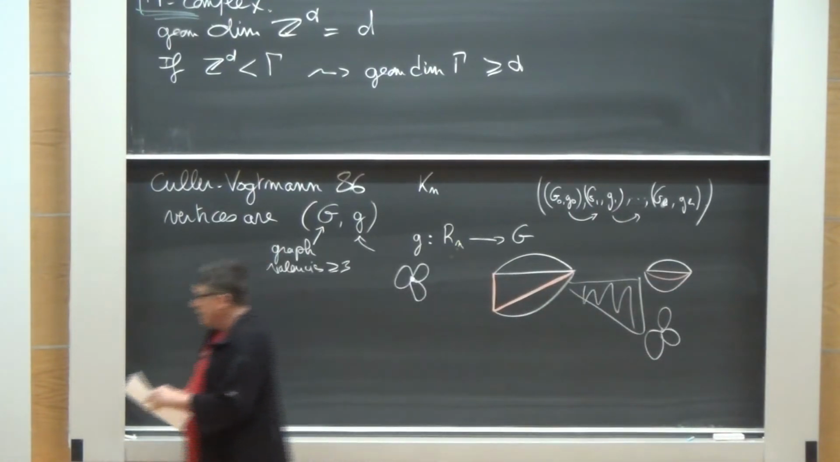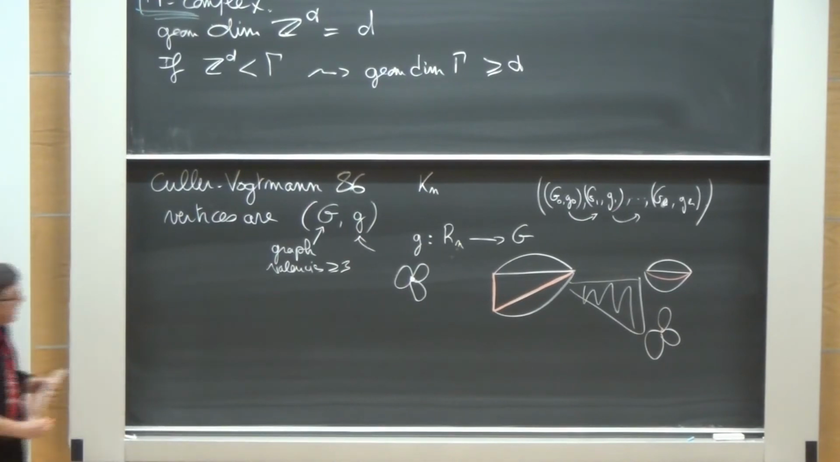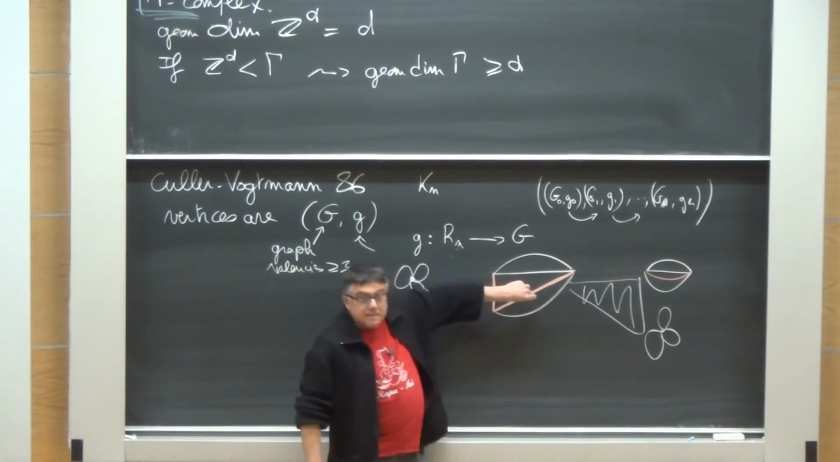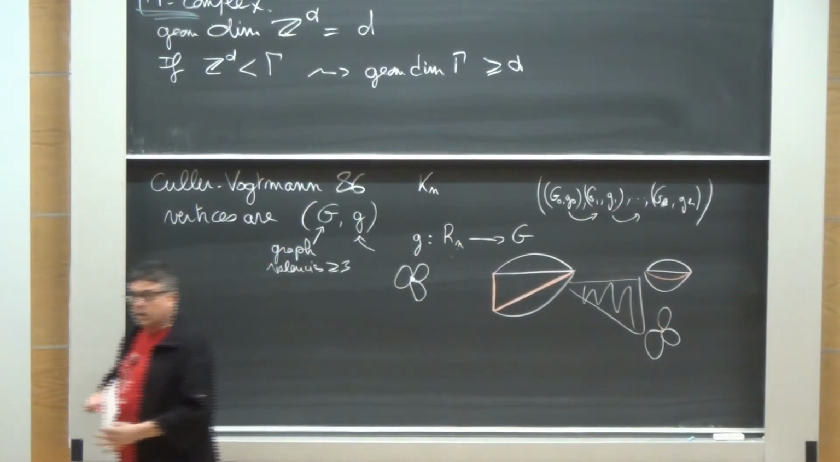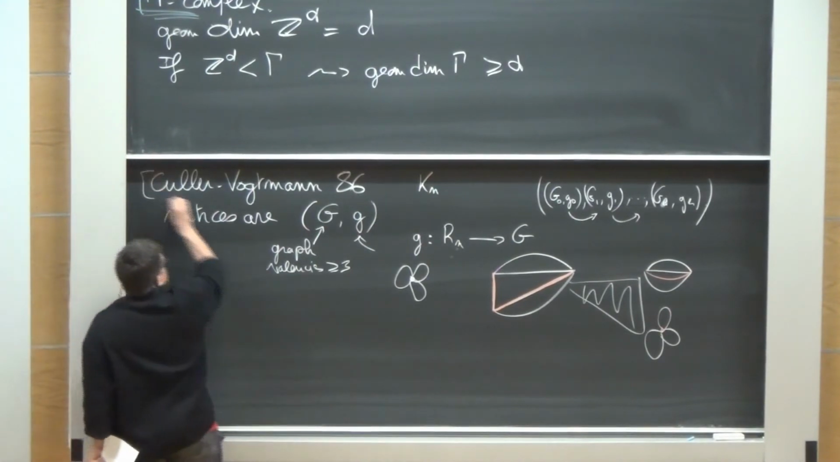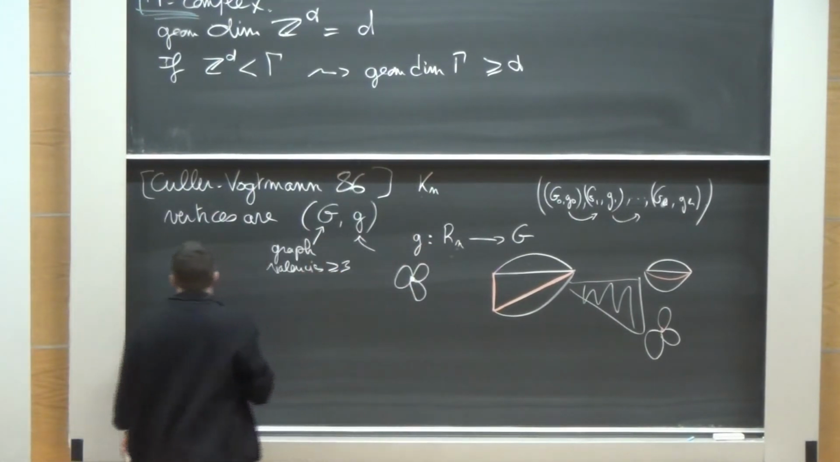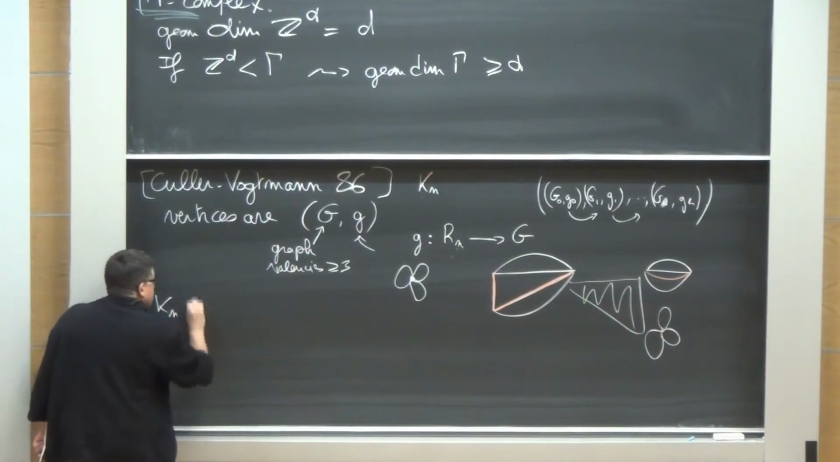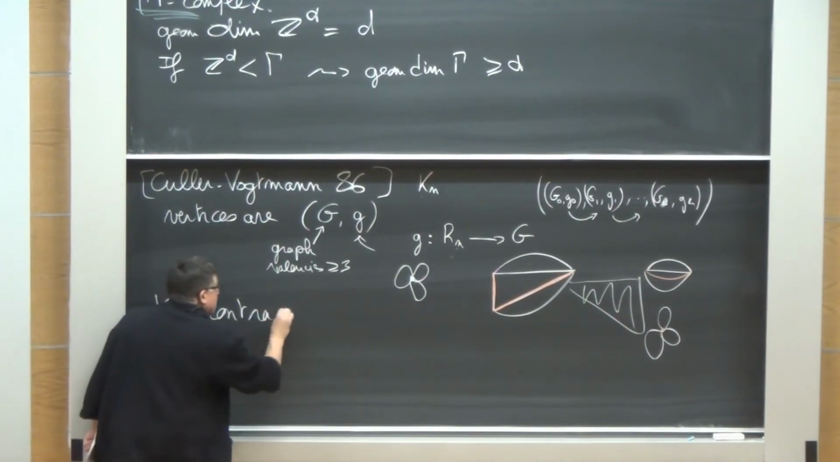Okay? A reasonable way, first collapsing this gives another simplex. Okay, so the theorem of Köhler and Volkmann is that Kn is contractible.